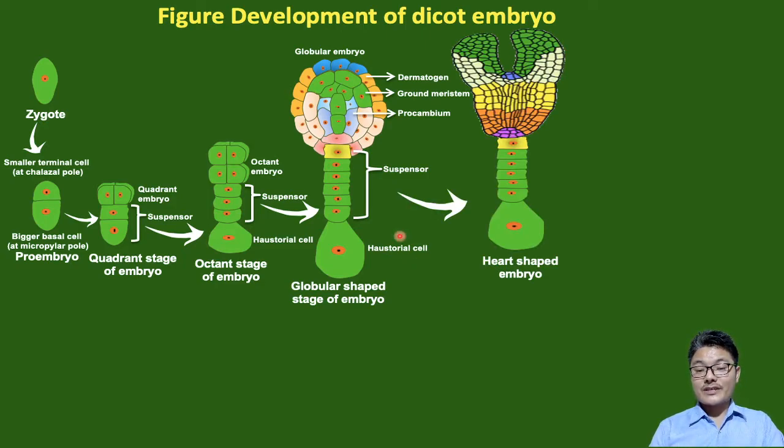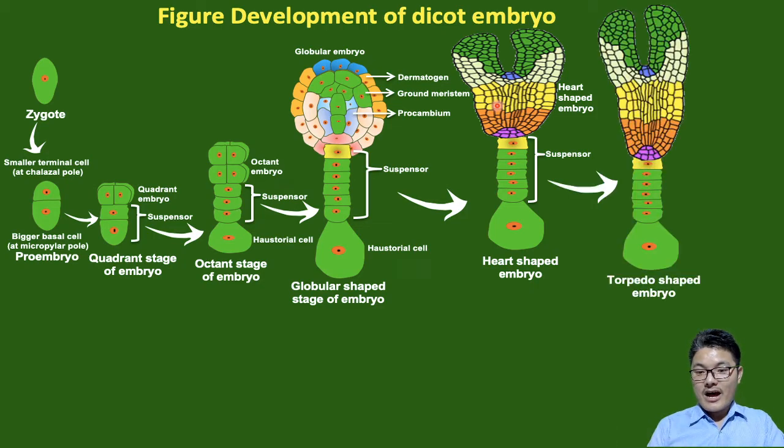Later, after mitosis and cell differentiation, there is accumulation of more cells in the embryo, and it enters the heart-shaped stage, wherein we are able to observe a heart-shaped embryo. Here we are also able to find the suspensor cell, which helps in pushing the heart-shaped embryo into the endosperm, so that the embryo receives proper nutrients.